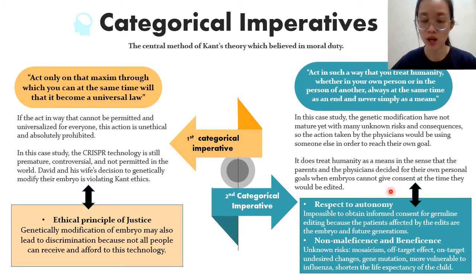This is also related to three ethical principles. The first is respect for autonomy, because it is impossible to obtain informed consent from the embryo and future generations when their genome is going to be edited. It also relates to the ethical principles of non-maleficence and beneficence, because there are many unknown risks of this technology, including mosaicism, off-target effects, on-target undesirable changes, genome mutation, and more vulnerability to influenza, and also shortening the life of the child.